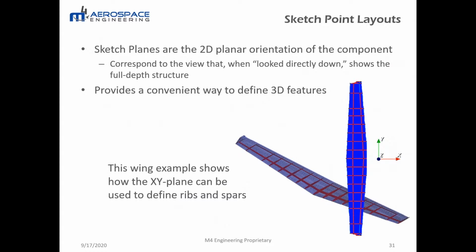For this wing example, I've defined the sketch plane as the XY plane. This allows the pattern of ribs and spars to be placed as shown, the red lines on a 2D representation of the wing. And when the time comes to generate the finite element model, it is able to define the structural layout of the 3D wing.